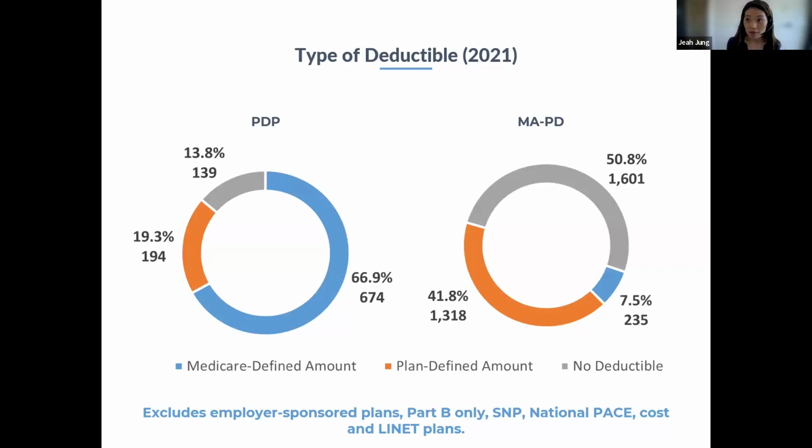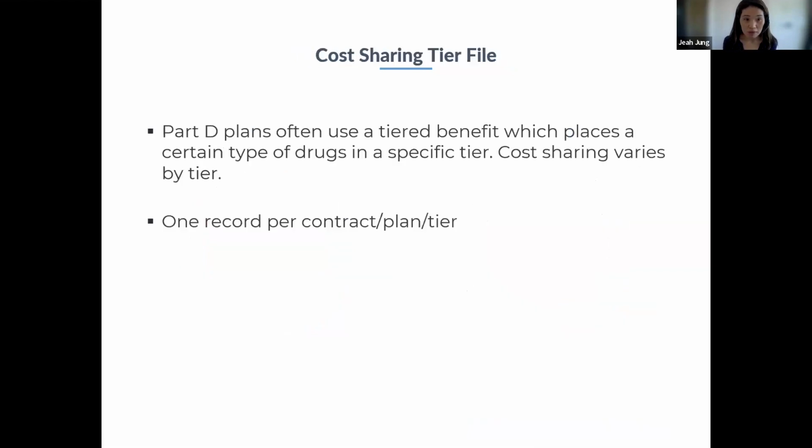So the base file gives you information on plan type as well as a little benefit information. And these are probably the most important information that you want to look at in the plan characteristics file. Now, there is a file called the cost sharing tier file.